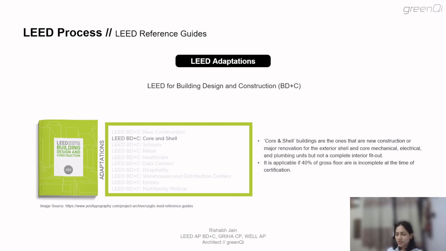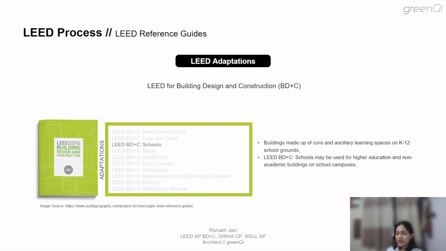LEED BD plus C core and shell. This rating system or adaptation is applicable to buildings that are new construction or major renovation only for the exterior shell and core and mechanical, electrical, and plumbing units. So this excludes your interior fit outs. This is applicable for buildings such as a contractor or developer building the shell and then leasing the spaces to other parties. Then they can go for core and shell certification. And this is again applicable if 40% of the gross floor area is complete by the time of certification.